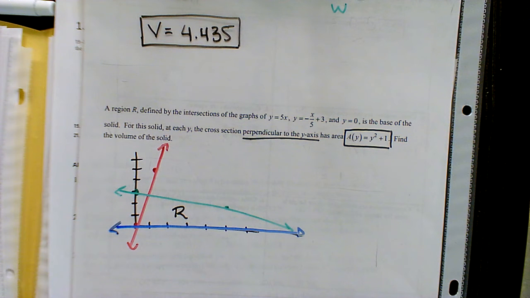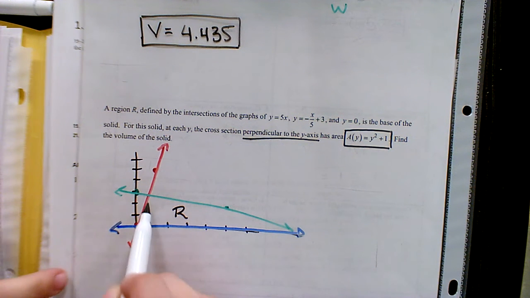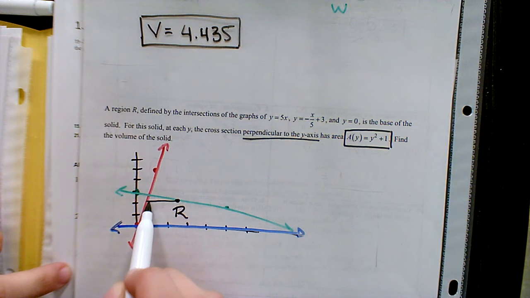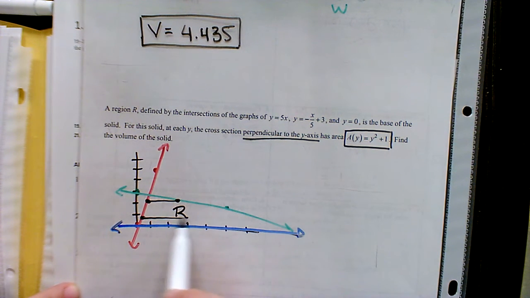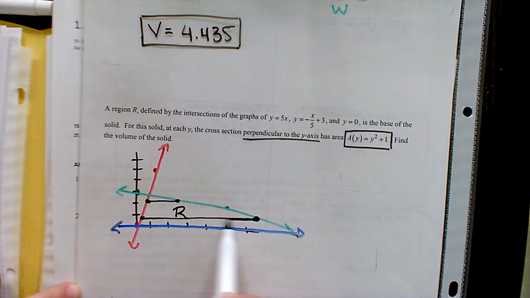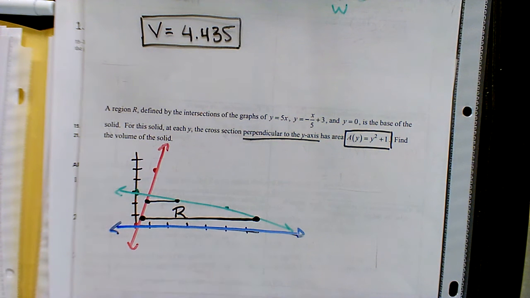This time our cross-sections are going perpendicular to the y-axis, so they're going horizontally. Okay, if you can imagine putting your Play-Doh or your paper going this way, that's how we're placing each cross-sectional piece. Do we know the shape of these cross-sections? No, this one's a little different, okay?